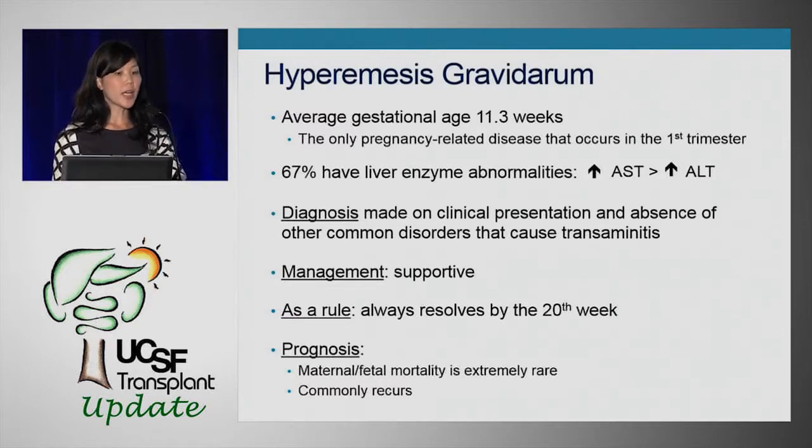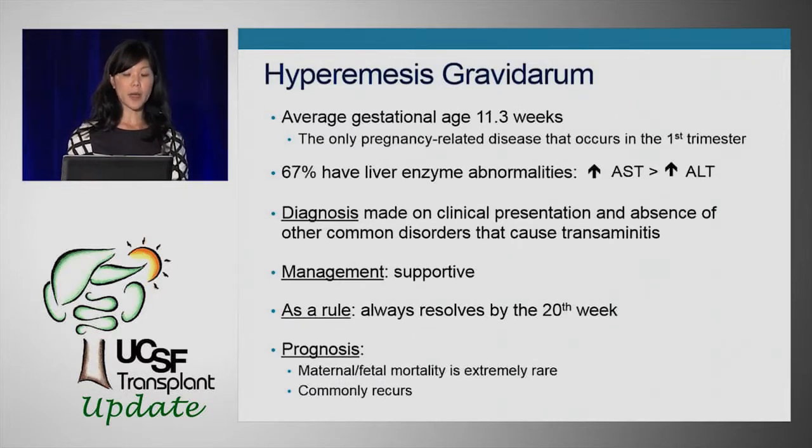The average gestational age is about 11.3 weeks. About 2/3 of women have liver enzyme abnormalities, with an AST predominance over ALT. The diagnosis can be made purely based on clinical presentation, as well as ruling out some of the common other liver diseases that can occur in non-pregnant states. Management is purely supportive with hydration. As a rule, hyperemesis gravidarum and the liver enzyme abnormalities that come with it always resolve by the 20th week. So if you are heading into the late part of the second trimester and the woman still has abnormal liver tests, you really have to be thinking about something else.